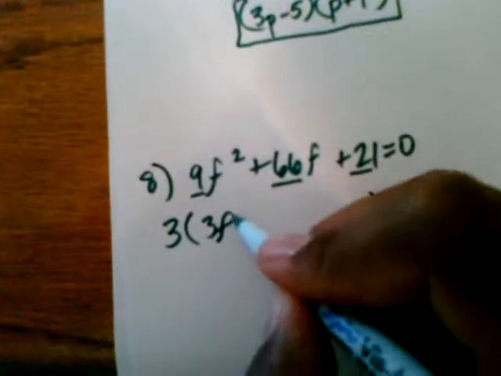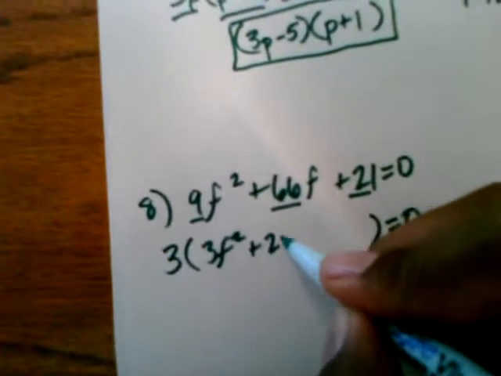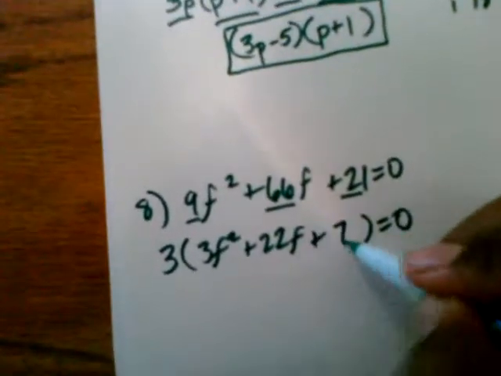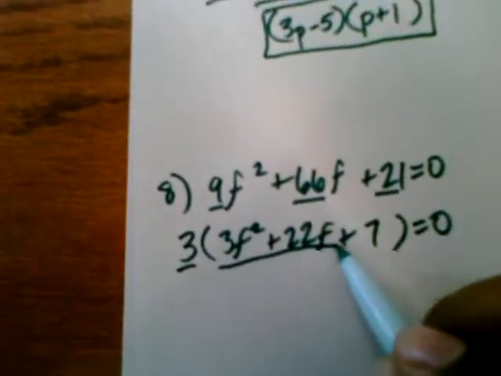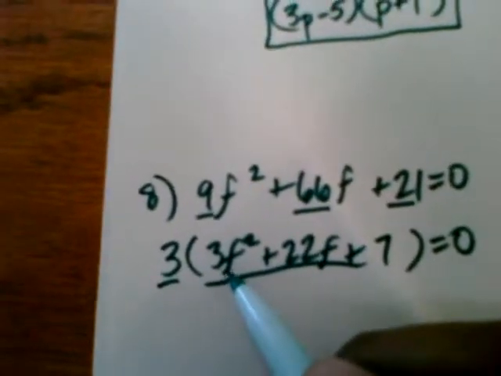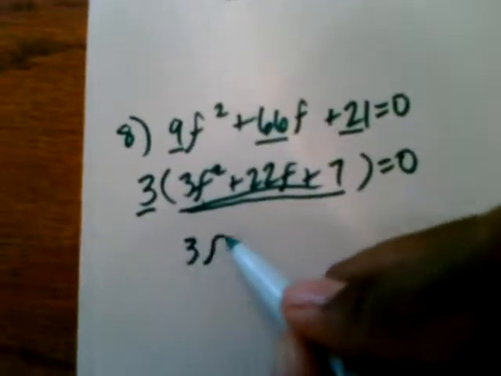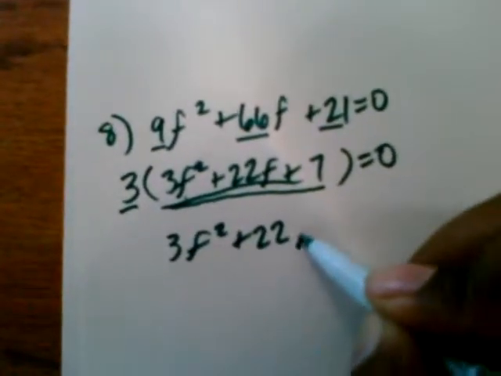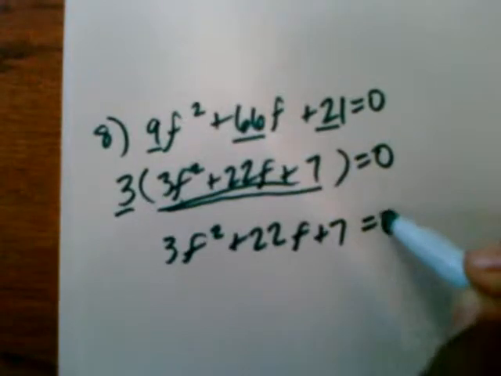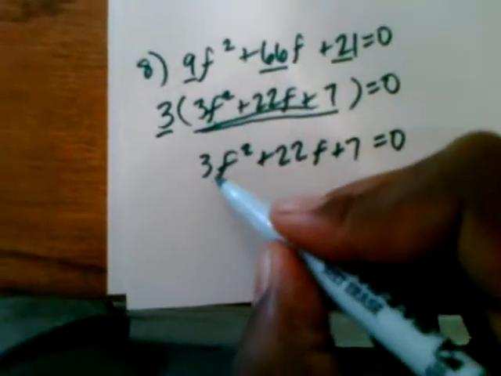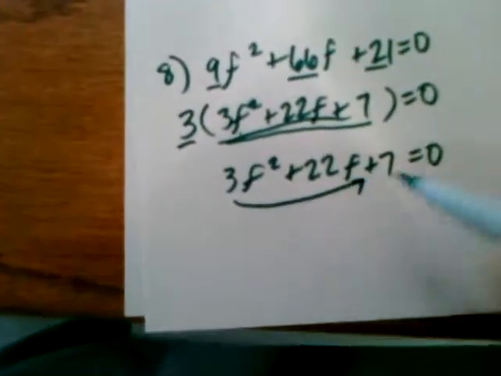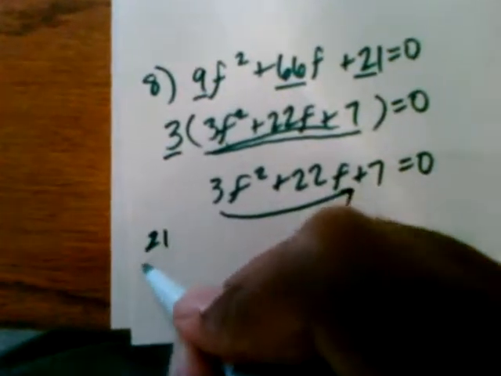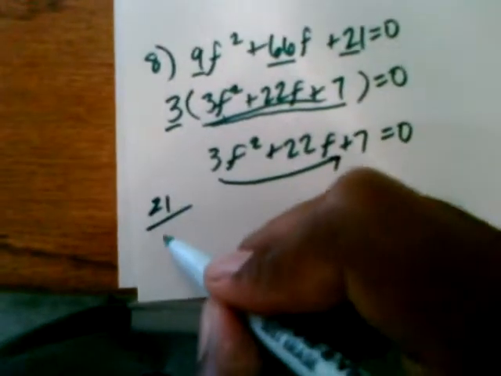So that'd be 3f squared plus 22f plus 7. Now I am left with 3 times this expression here. And so what I need to do is factor out this expression here. And so I'm going to remember that 3's there, but I'm really going to be working with this. All right, and so I'm going to have, I don't have any more GCF, so I need to multiply my A times my C, in which case I'll get 21. Find the factors of 21 that will get you 22.